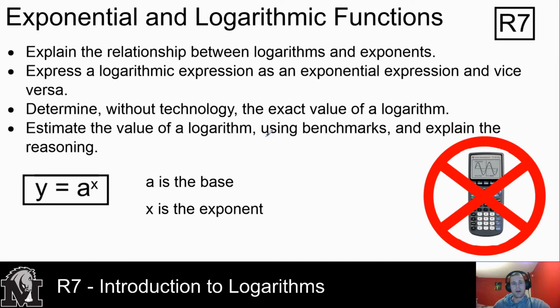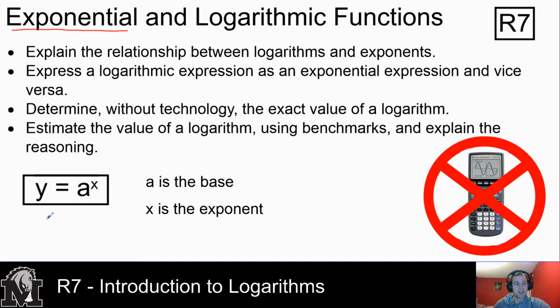Number 3, determine without technology, notice the crossing out of the calculator over here, the exact value of a logarithm. And then very similar to that one, we have estimate the value of a logarithm using benchmarks and explain the reasoning. So we're going to start off with just a little bit of review, and that is just talking about exponential functions, which is our first piece here, exponentials.